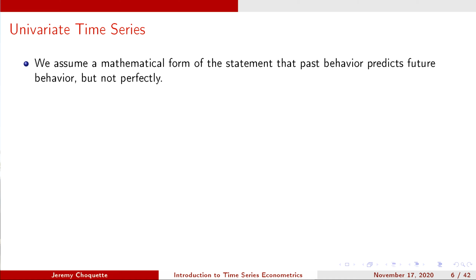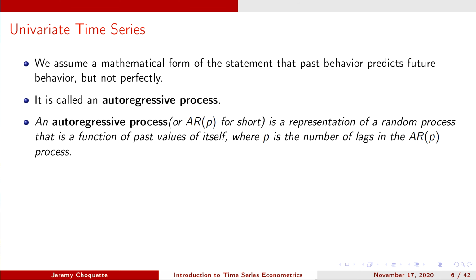Now, we're going to assume a mathematical form of the statement that past behavior predicts future behavior through what's known as an autoregressive process, or an AR process, or AR(p) for short. It is a representation of a random process that is a function of past values of itself, where p is the number of lags in the AR(p) process. And it looks like this if we have an AR(1). There is one lag because we've got y_t equals alpha naught plus alpha 1 times y_{t-1} plus epsilon_t. And we're going to go through what all of these different components are in this AR process.